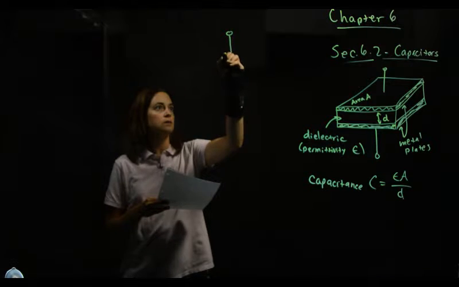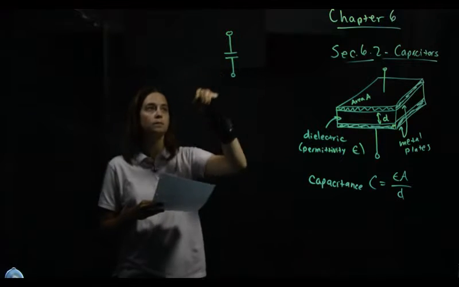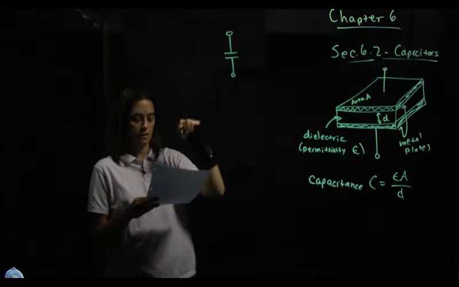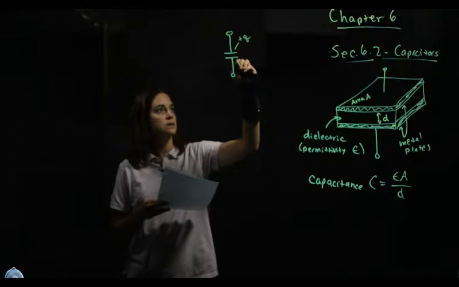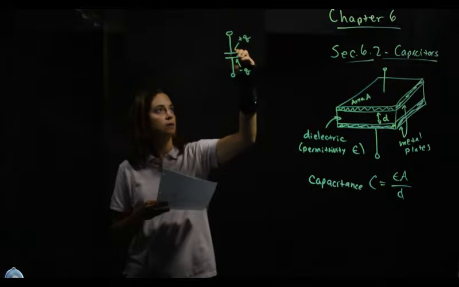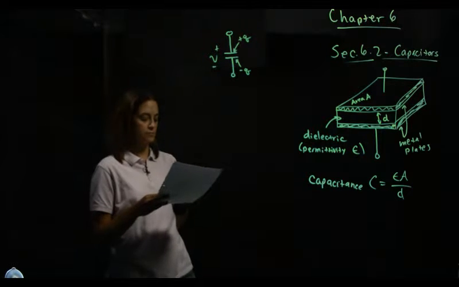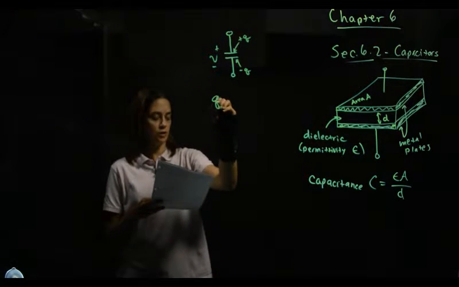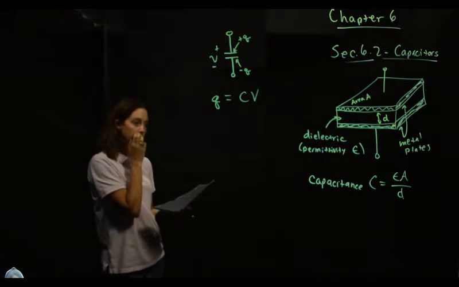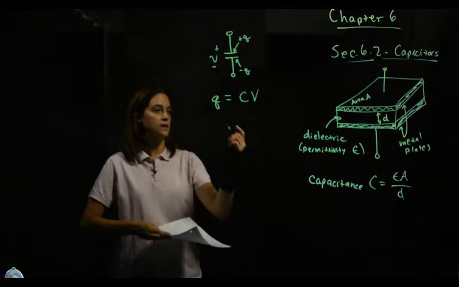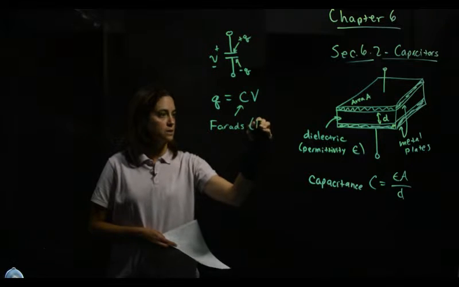A capacitor looks like a battery, except the plates or the lines are even in length. So remember, a battery, the top one's longer. Capacitor, they're equal. This is our plate that has a charge of positive Q and negative Q. And we have some voltage V that forms across it. And we get Q equals CV. So the capacitance times our voltage. Capacitance is measured in farads, which is a capital F.